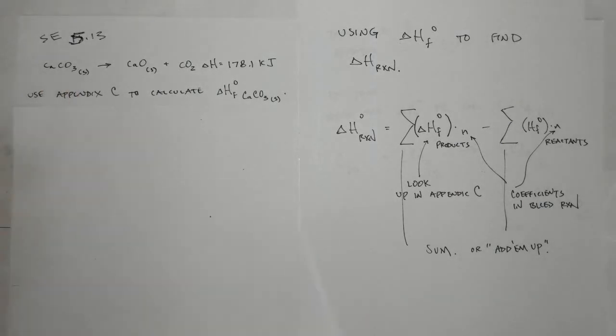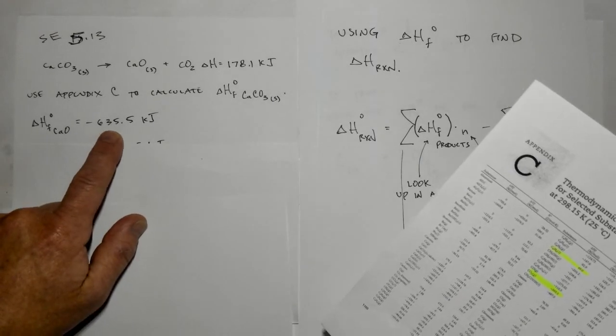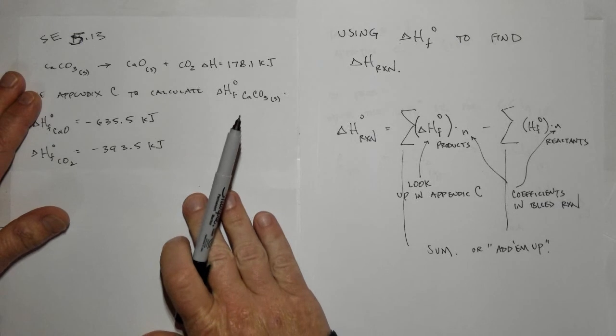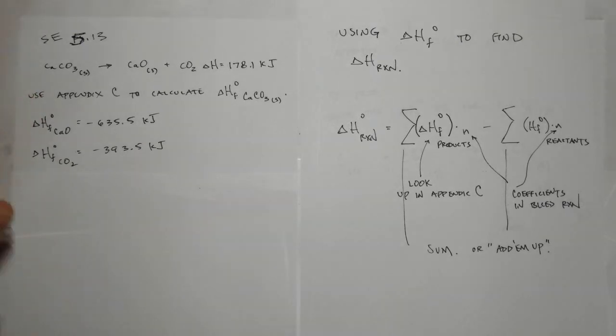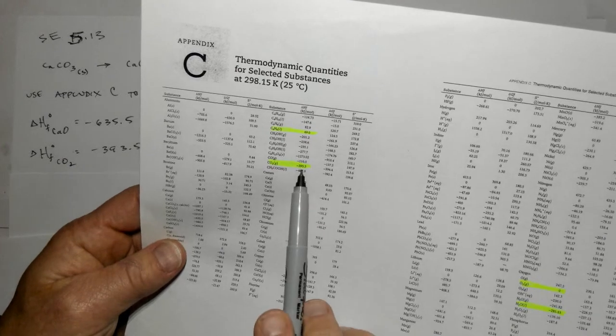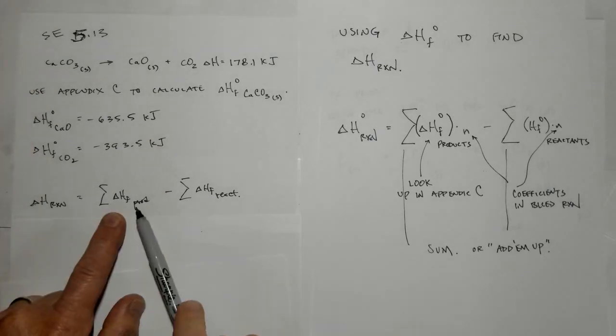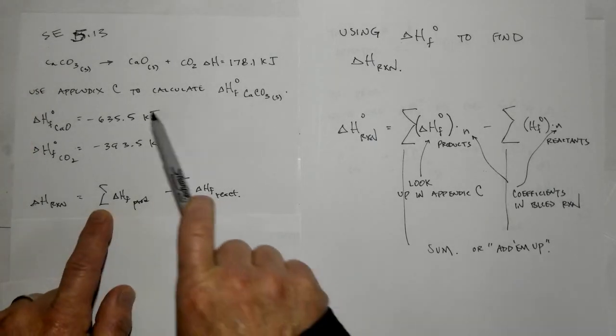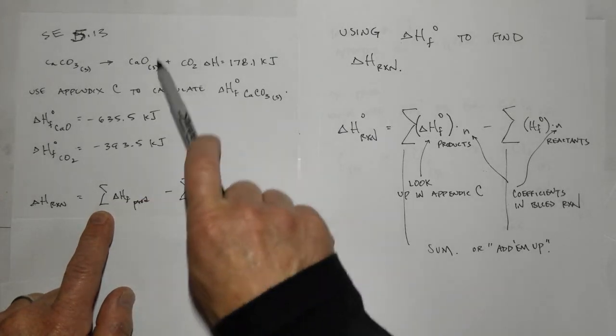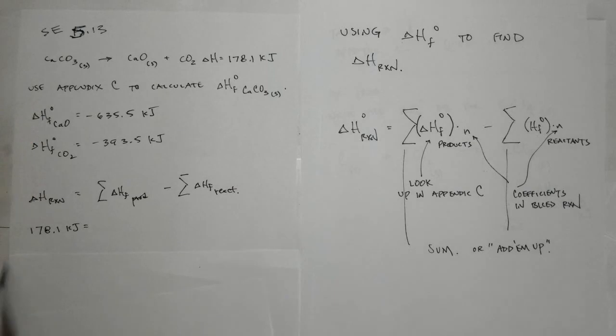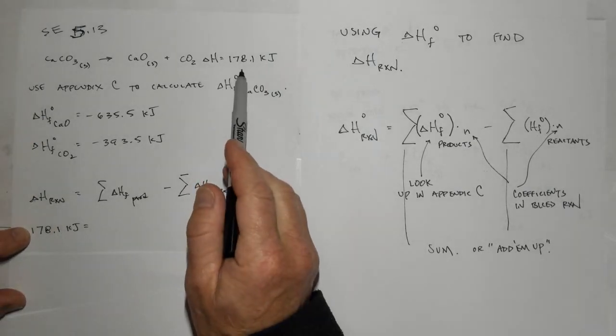So let's write down the equation right here. The enthalpy of formation of calcium oxide, I looked up in Appendix C right here underneath calcium, and calcium oxide is negative 635.5. And then the enthalpy of formation of carbon dioxide, I looked that one up also in Appendix C. It's negative 393.5. And then my equation will be enthalpies of the products minus the enthalpies of reactants. I have the two products right here, and I have their values. So my enthalpy overall of the reaction is 178.1.